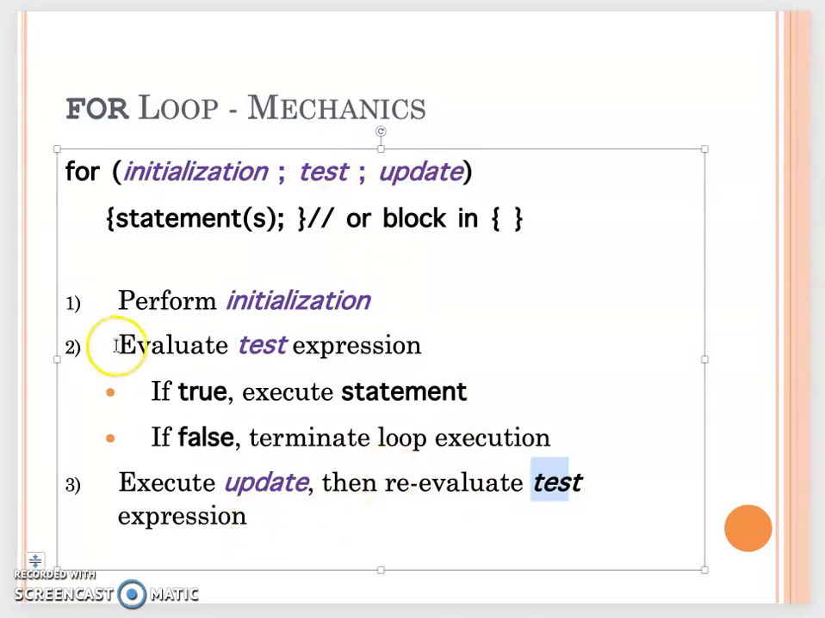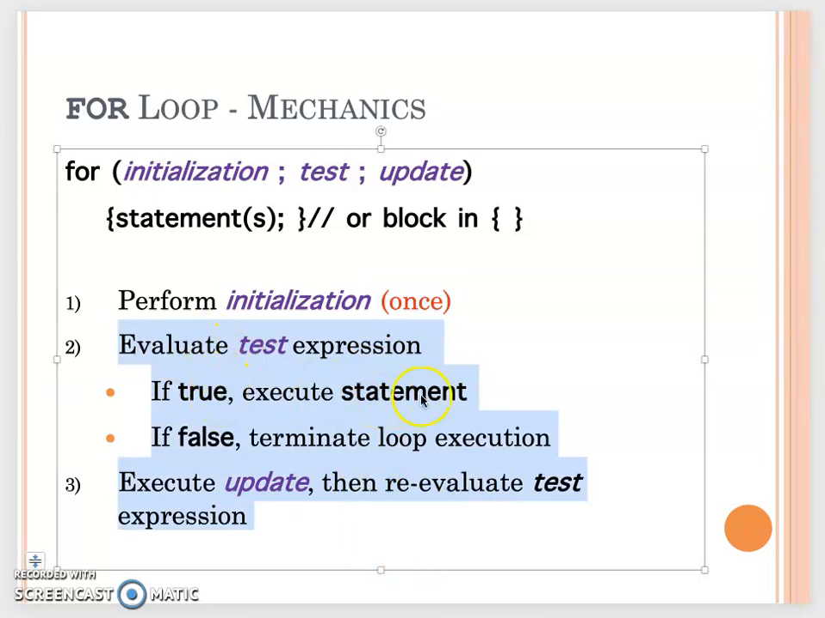On the other hand, you come back to the statement in item 2. If the evaluation test is true, I execute the statement. If false, I finish. After you finish the code block, you update. One thing you can see here is that we only perform the initialization one time. Then 2 and 3, we just repeat.